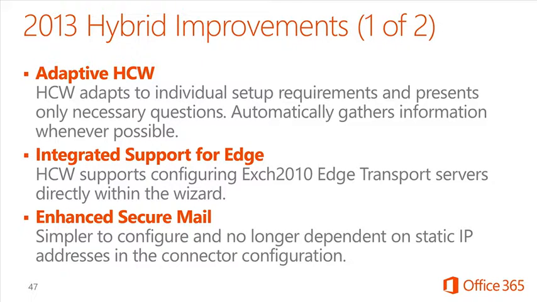We've also added support for if you have Exchange 2010 Edge transport servers, we can automatically push the required configuration information to them directly from the wizard, not requiring you to go out and make perimeter mail flow changes if you had a third-party system, for example, inside of your organization. And from a secure mail perspective, we no longer require IP addresses for this. We can rely on DNS settings instead.